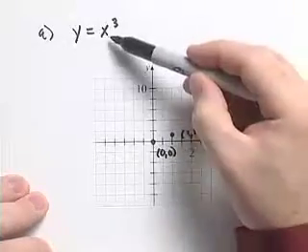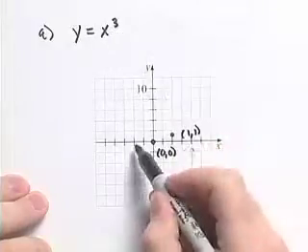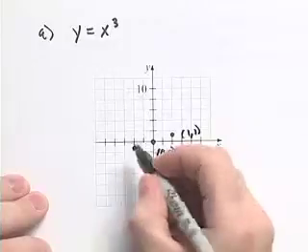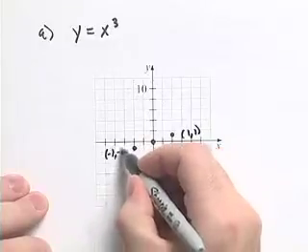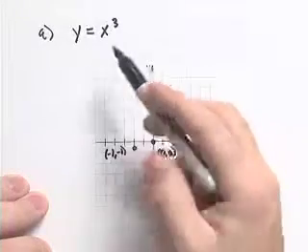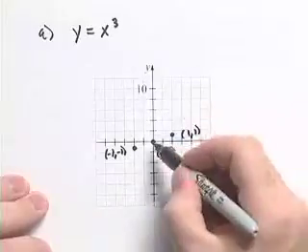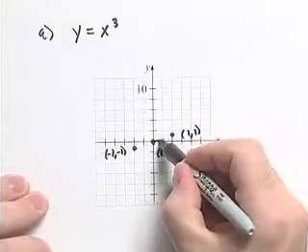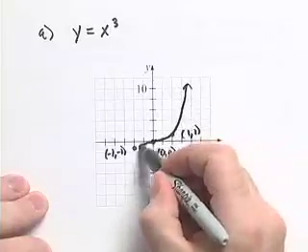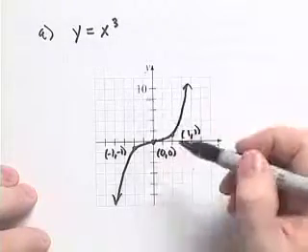Go the other way and we'll let x equal -1. -1 cubed is -1. Go over to -1, down 1. And so we have the point -1, -1. Now, knowing that this x cubed function has the basic shape of that function, the left side will go down, the right side will go up. So we'll get a rough graph. It looks something like this. And so there's the graph of our base function, x cubed.